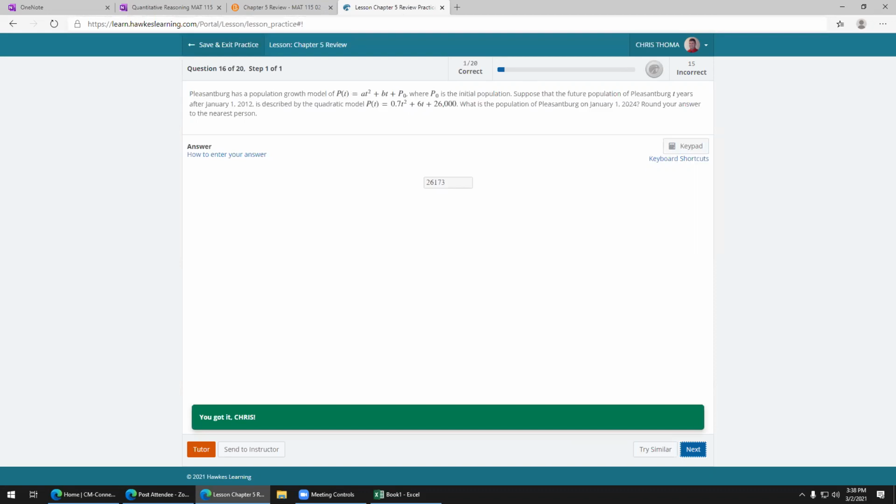So I'll write it out so you can see why it means round. So if you type this in your calculator, I got 26,172.8. So by rounding to the nearest person, I have to round up. So it becomes a 3.